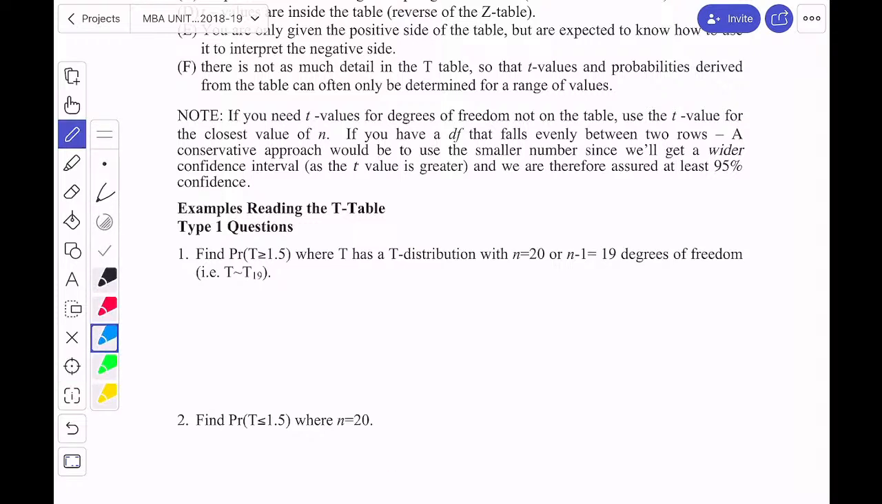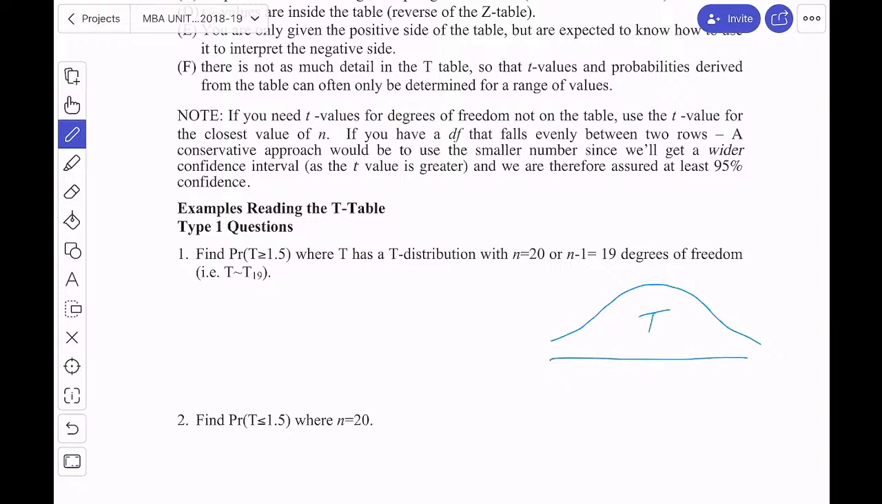So let me just draw this. This is T. So always draw T, and it's 19 degrees of freedom because n was 20. And we know 0 is in the middle. So 1.5 could be about here. We're not so familiar with how to draw the T, but 0 is in the middle. I'll work with that. A little bit different than what you know about the Z. So I want to find the upper tail probability of 1.5 on the 19th row. So let's go do that.